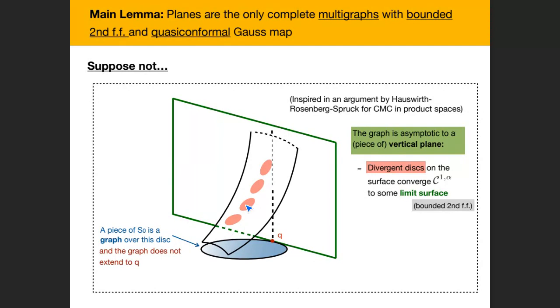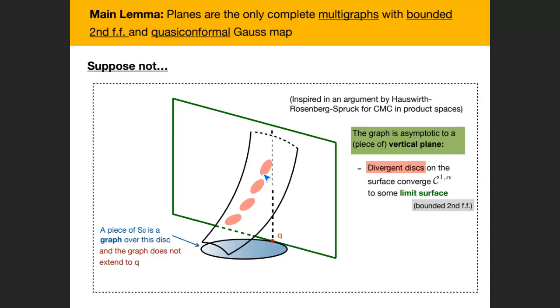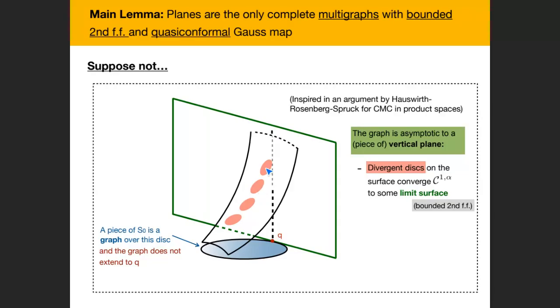So take a divergent sequence of disks and, up to a translation to the origin, what you can prove is that since you have bounded second fundamental form, the functions that define these graphs are bounded up to the second derivatives. So you have convergence of this sequence in the C1 alpha topology, okay? So this divergent sequence of disks, up to the translation to the origin, actually converges to a limit surface in C1 alpha.